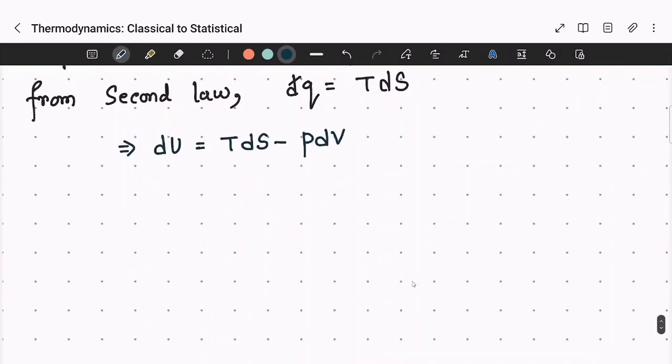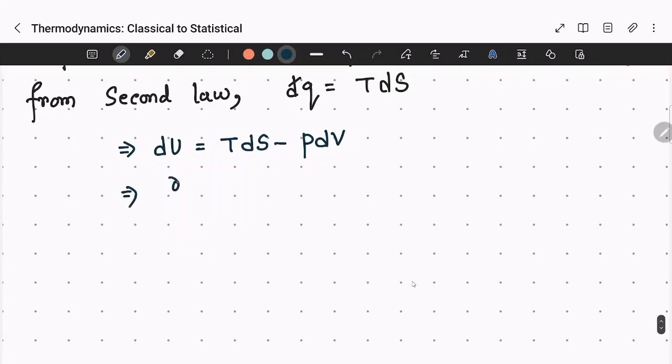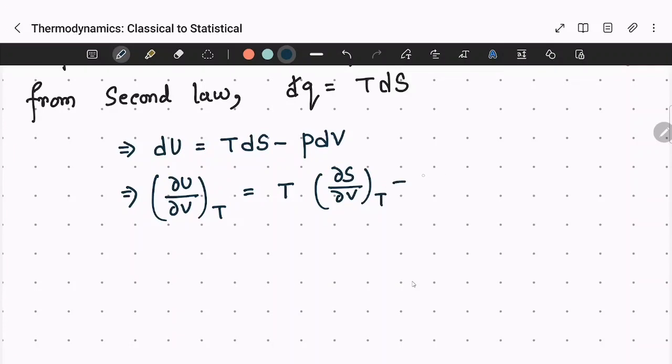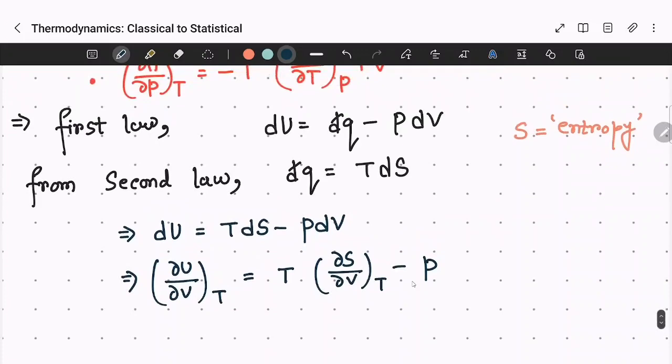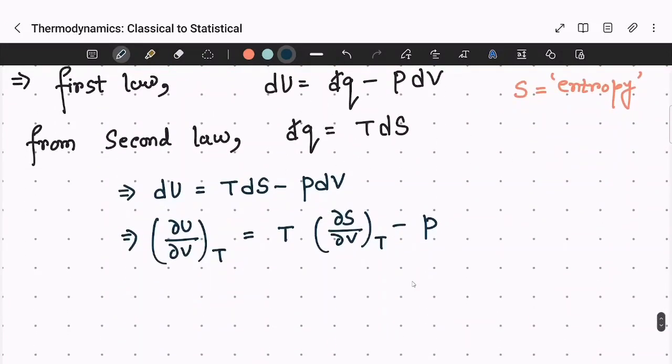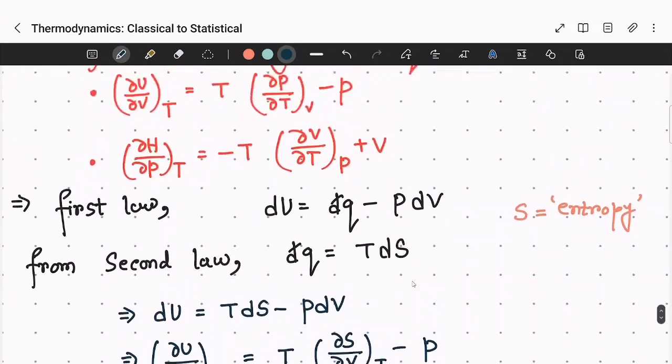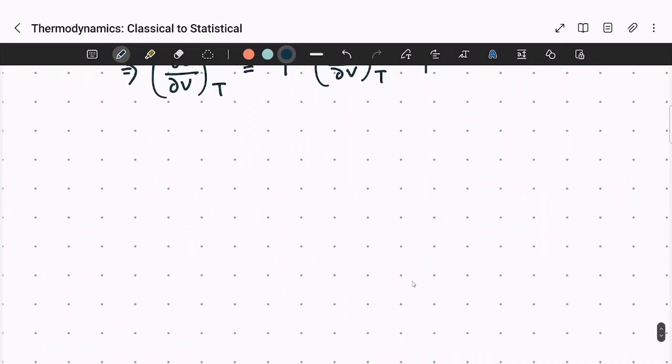Derive this question. Now, del U del V at constant T. So T is constant, so it will be del S del V at constant T minus P. We can write it. Okay. So what is del S del V at constant T? No, here we have to discuss that.